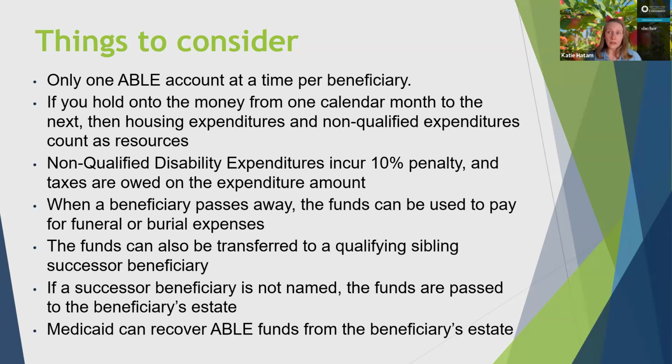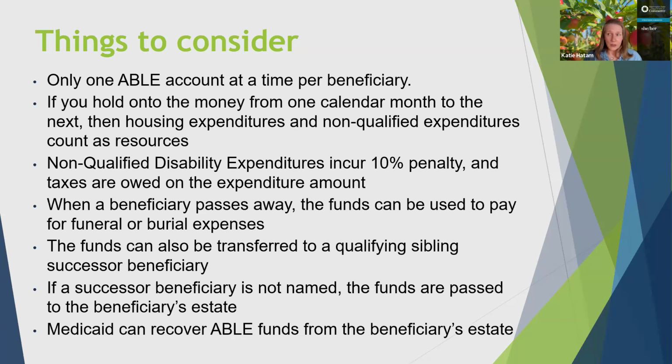Another thing to consider is if you hold on to the money from one calendar month to the next, then things like housing expenditures or non-qualified expenditures could count as resources. So, just think about the transfers you're making and plan that out a little bit. Any non-qualified disability expenditures could incur a 10% penalty, and then taxes would be owed on the expenditure amount. So again, if you're not sure if it's a non-qualified or qualified disability expense, then keep your receipts, have justification. If you can demonstrate that it's for the benefit, the health, wellness, quality of life of the beneficiary, then it would be considered a qualified disability expense.